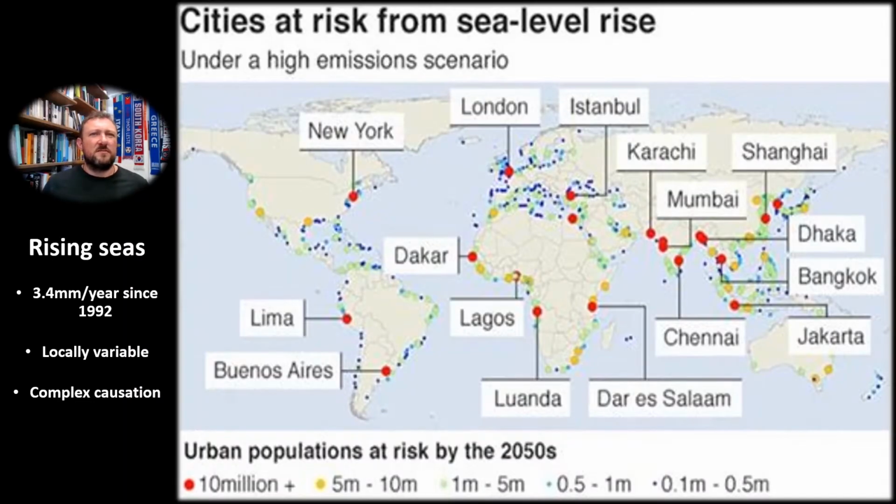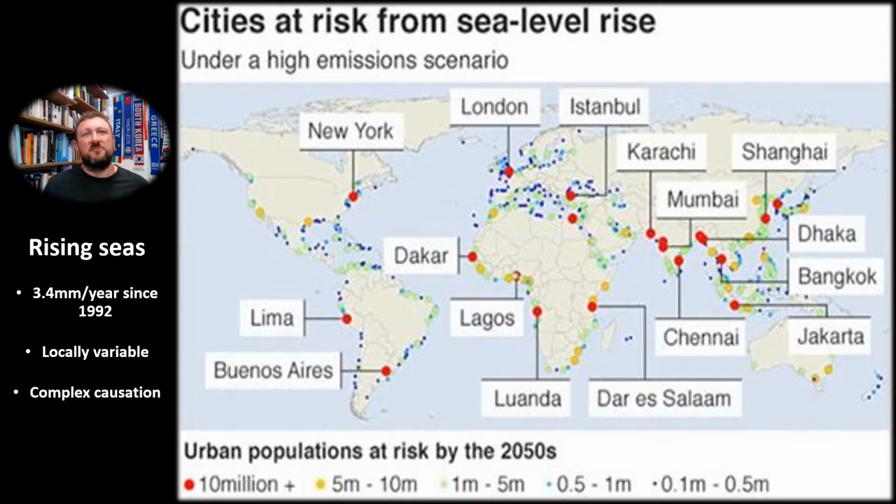Global mean sea level has risen by about 3.4 millimetres per year on average since 1992, and that figure's rising. Now this might not seem like much, but over time this is likely to have an increasingly significant effect on human societies that are located in coastal areas. The graphic on the slide here shows the vulnerability of various major cities around the world.